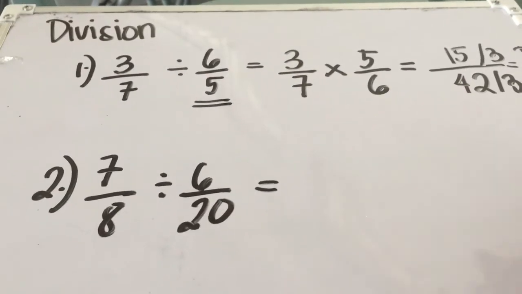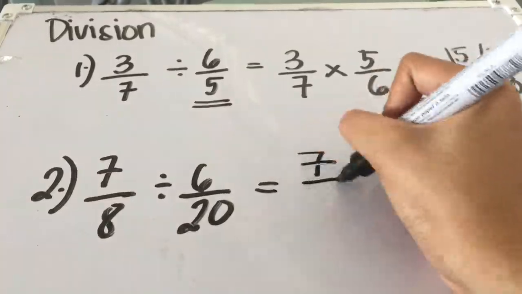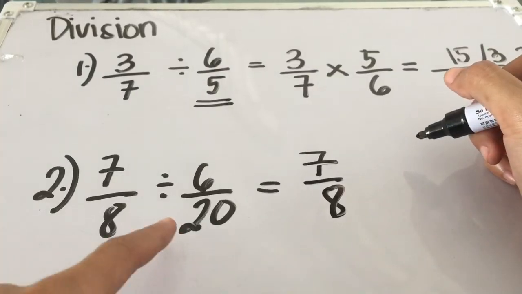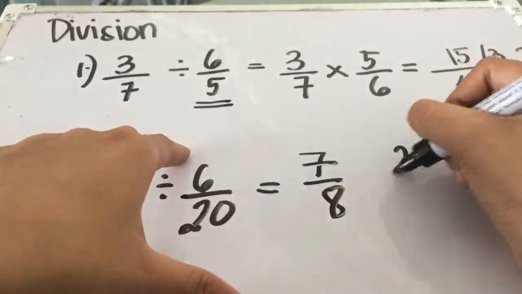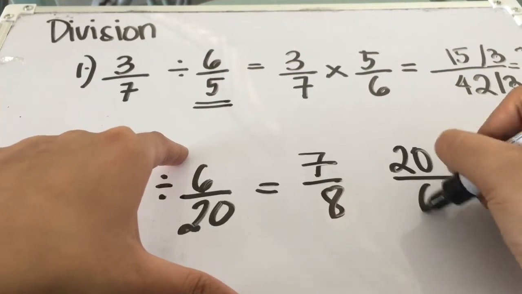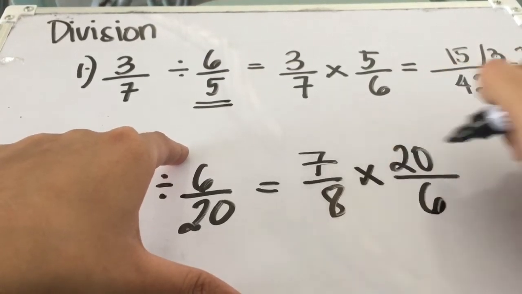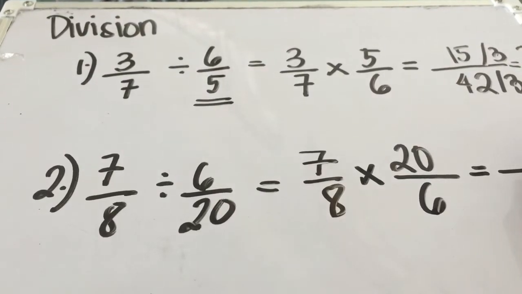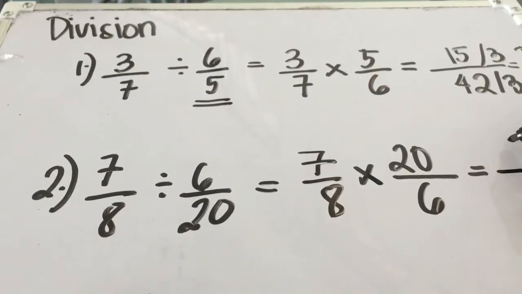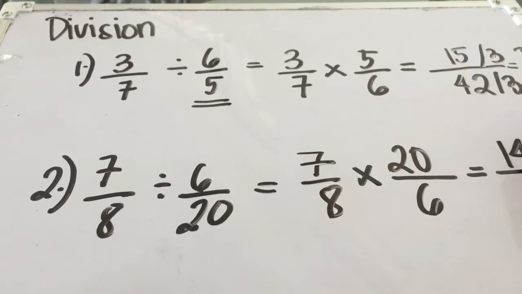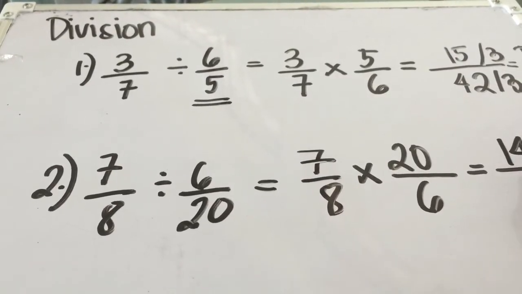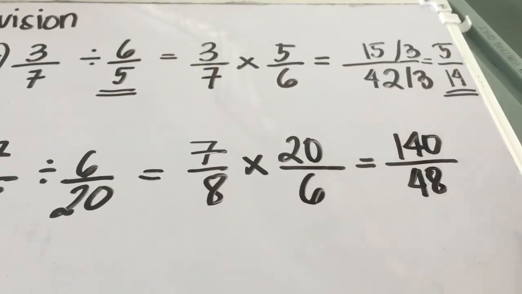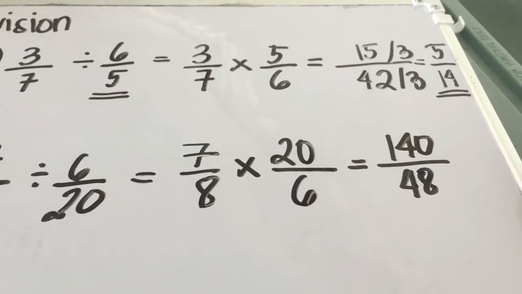Next example, we have 7 all over 8 divided by 6 over 20. Again, the rule, baliktarin ang numerator and denominator ng divisor. We have 20 all over 6. Saka natin i-multiply. So we have 7 times 20, we have 140. And then 8 times 6, we have 48. So it is still divisible. It can be converted into lowest term.